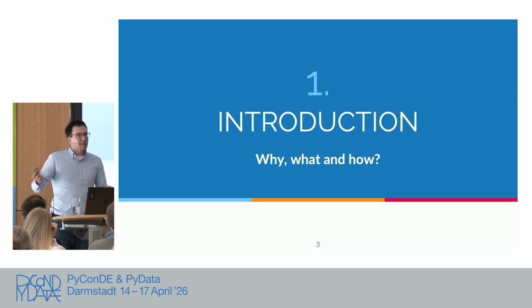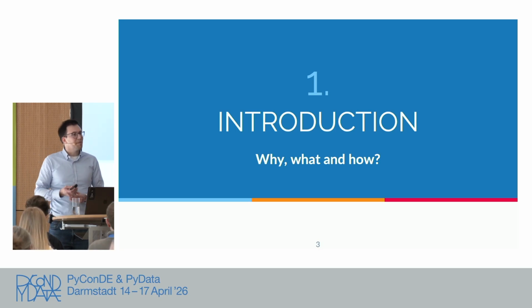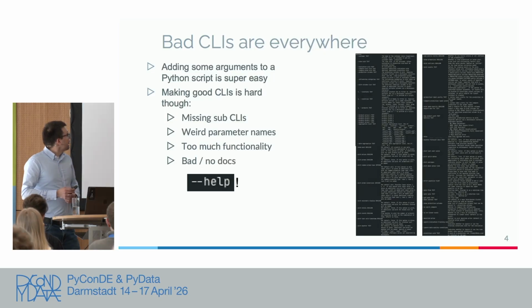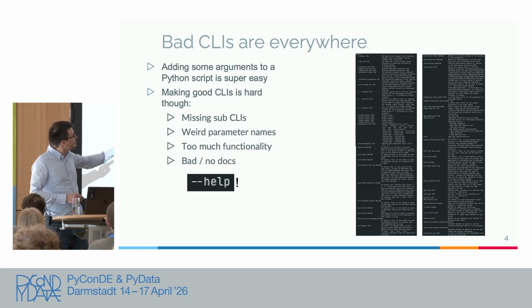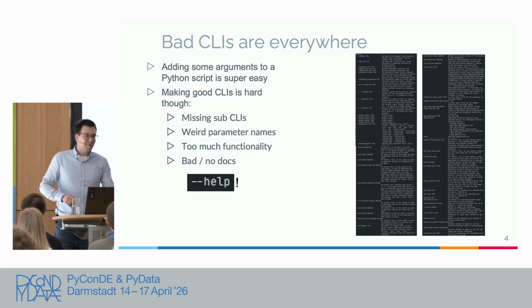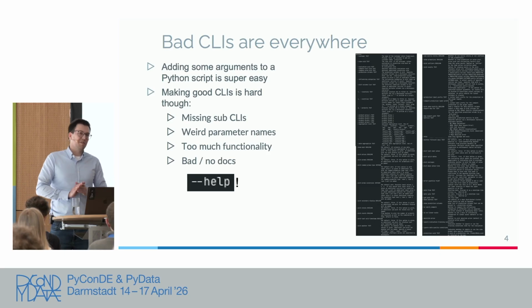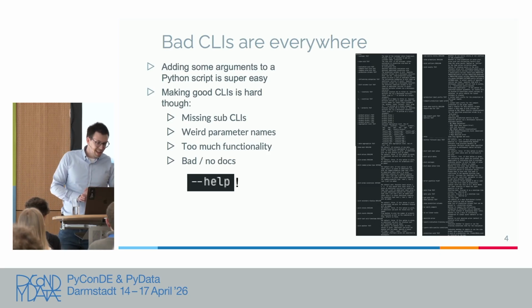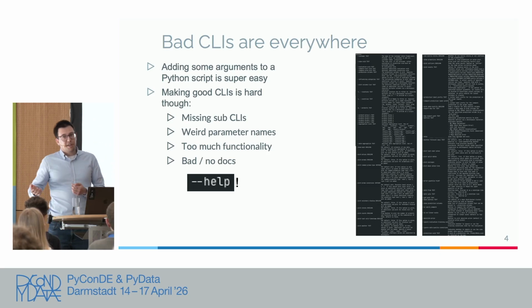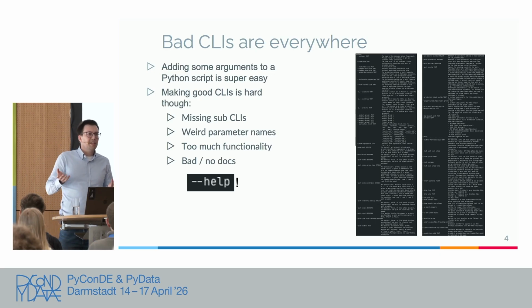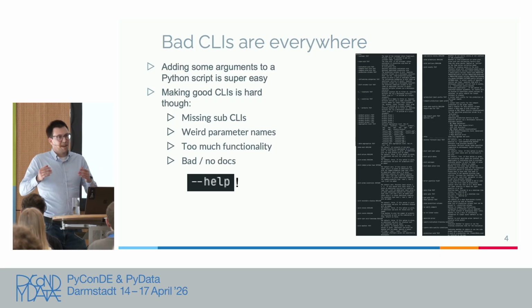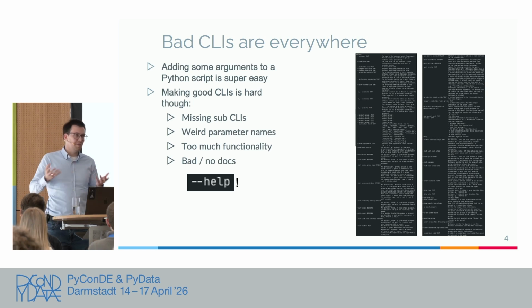What did I want to do? Where did the idea come from? You don't have to read that slide, it's impossible to read from the back, but that's fine. It's just to motivate that bad CLIs are really, really easy to build, at least in my experience. It's super easy to add some arguments to a script, and then you expand that and expand that. But especially for internal stuff, you never really sit back and think, how should the user use that, right?